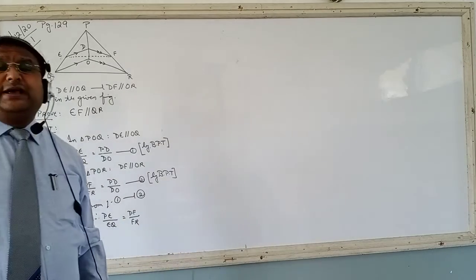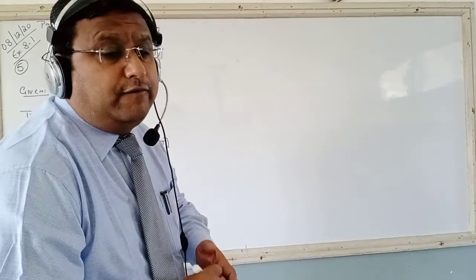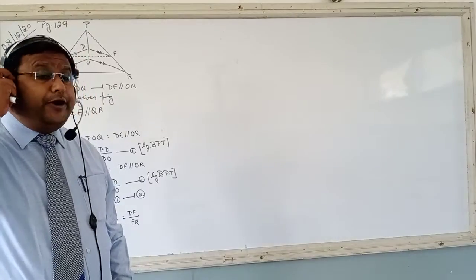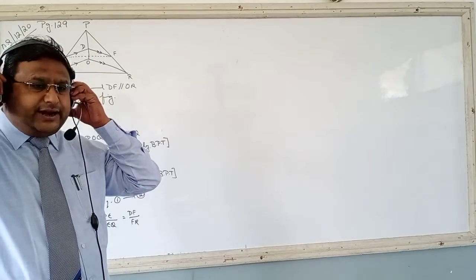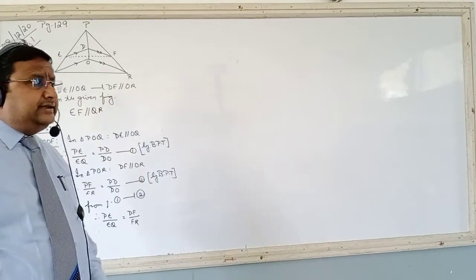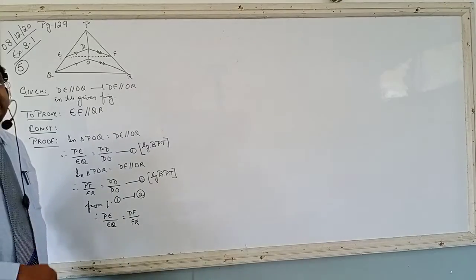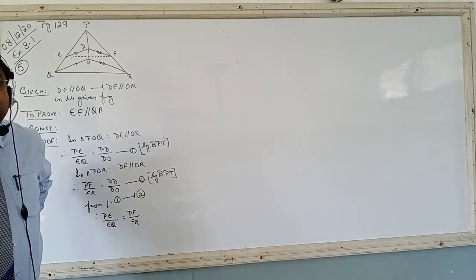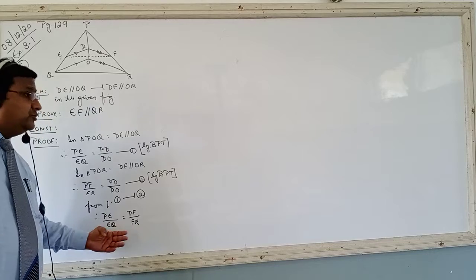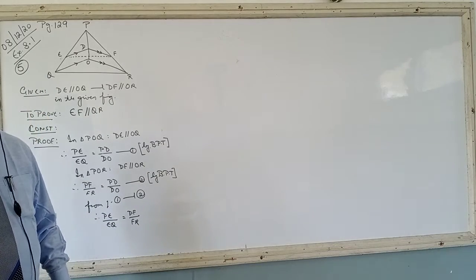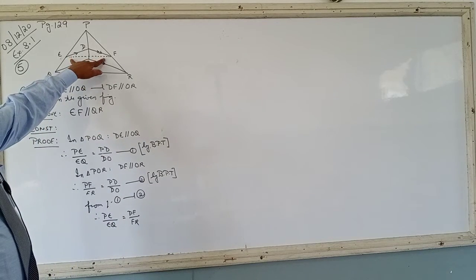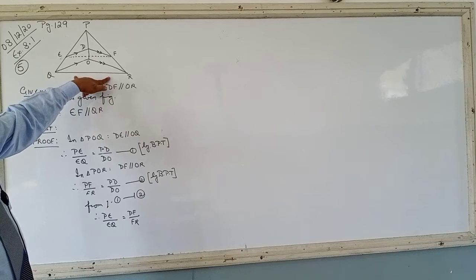So turn down to page 126. Converse of BPT. Theorem number 6.2 we have proved. We had applied yesterday as well. Right? What does it say? It says if two sides of a triangle are divided in the same ratio, then the line is parallel to the third side. EF is parallel to the third side.